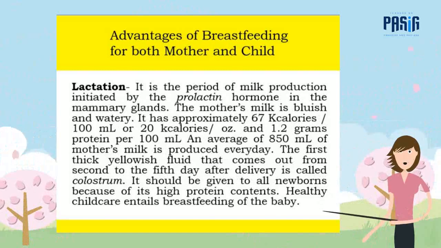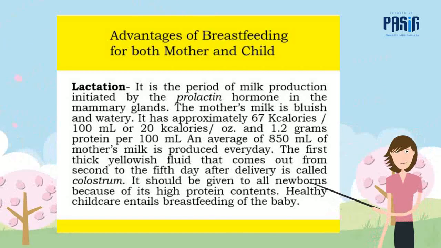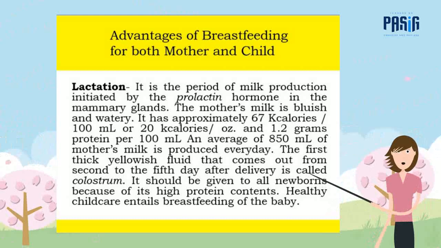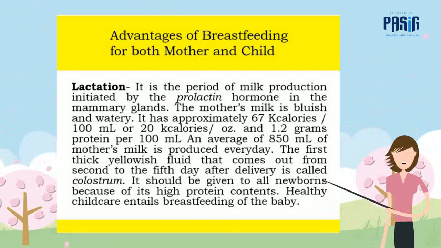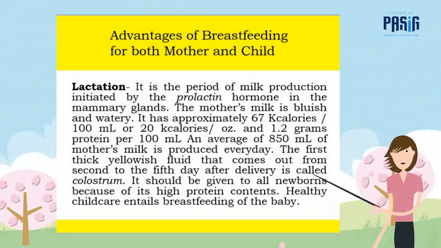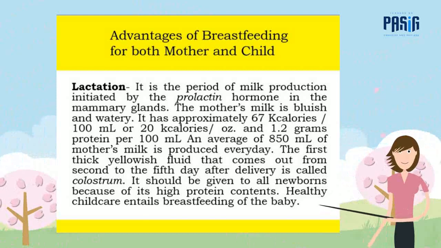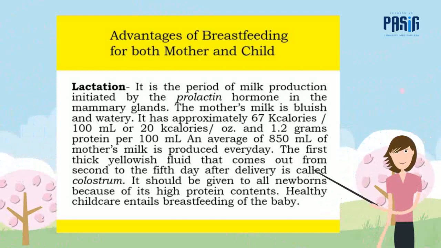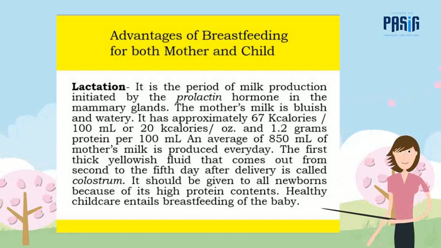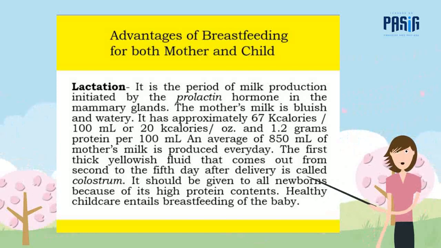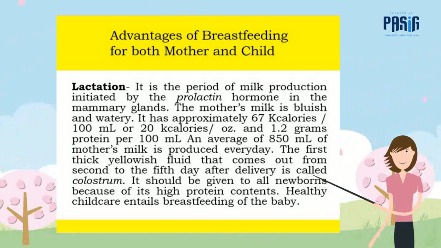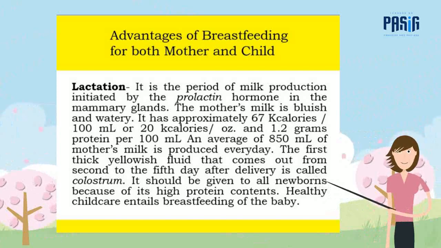Lactation is the period of milk production initiated by the prolactin hormone in the mammary glands. The mother's milk is bluish and watery. It has approximately 7 kcals per 100 ml or 20 kcals per ounce and 1.2 grams protein per 100 ml. An average of 850 ml of mother's milk is produced every day.